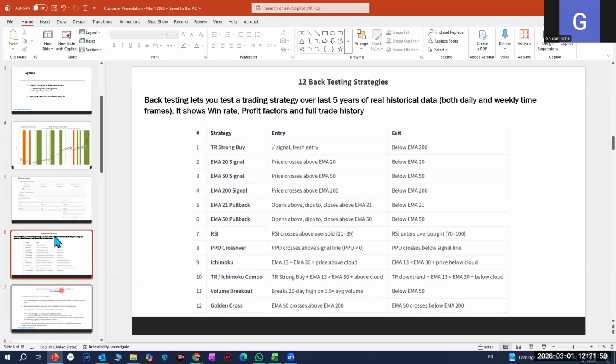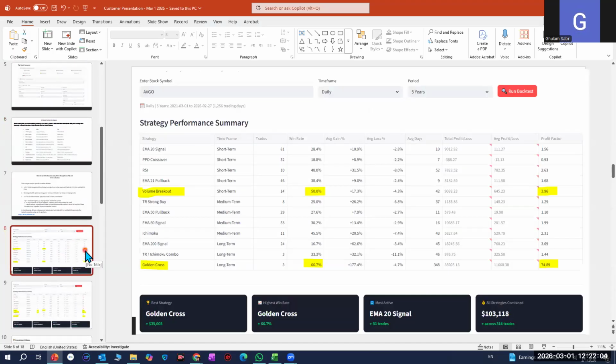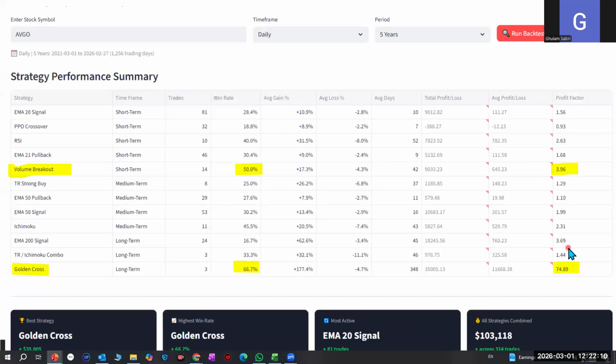Now, for example, I have chosen, I think, Broadcom. So these are the results for Broadcom. Why Broadcom? Because Broadcom has earnings coming this next week. So if you take a look at Broadcom, which, by the way, is currently depressed, the best strategy for Broadcom is Golden Cross. Golden Cross means when the 50-day EMA line crosses the 200-day line. And it's a long-term strategy.